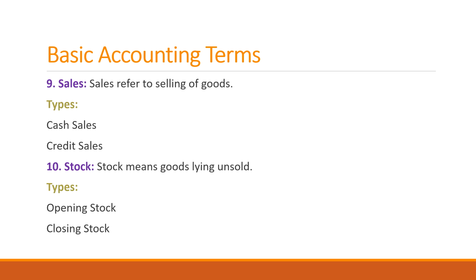Next, it is about stock. Stock means goods lying unsold. For example, some books are still left unsold in the shop. So these unsold goods are called stock. Here you can see types of stock: opening stock and closing stock.